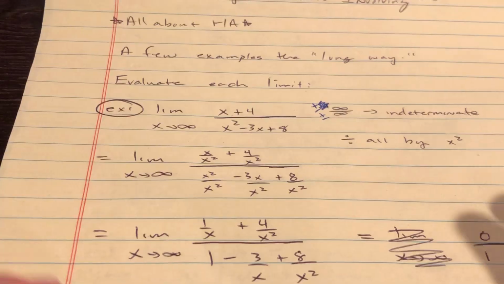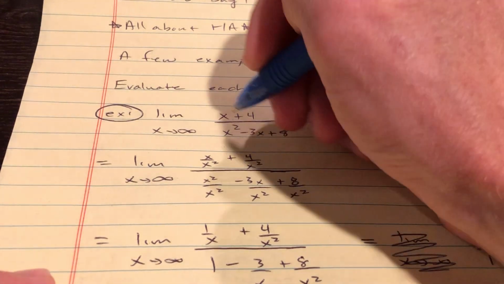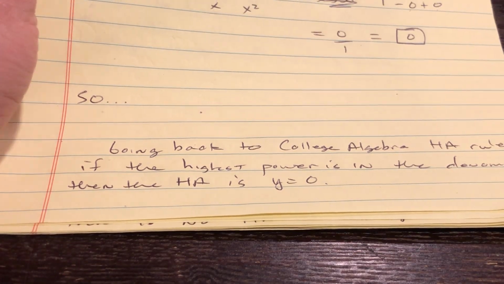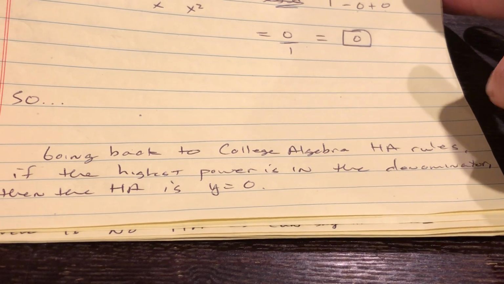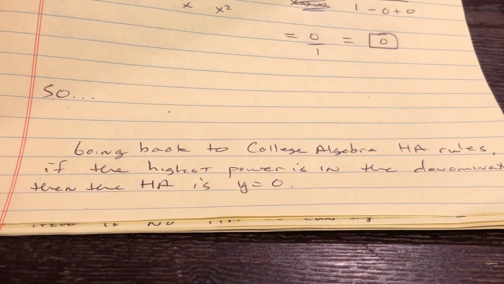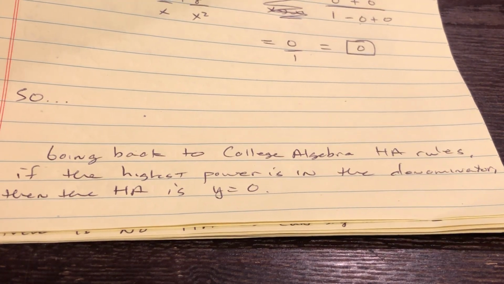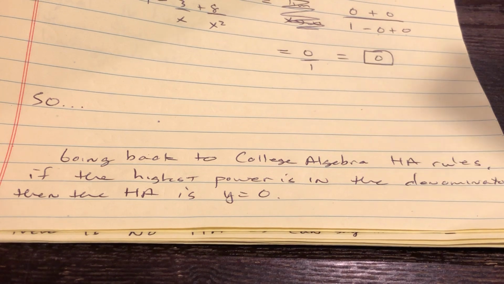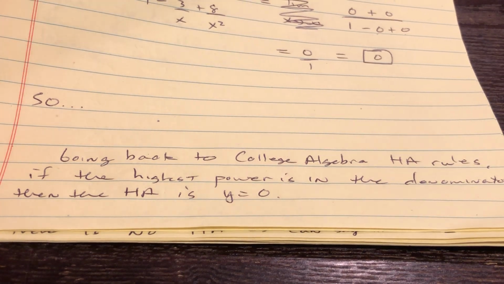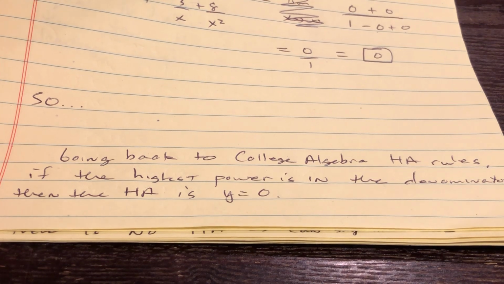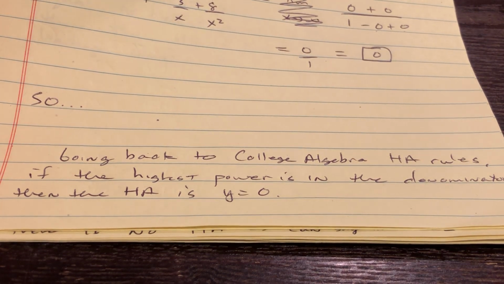Now, notice where the highest power was. The highest power of x was in the denominator. And in college algebra, this is one of the things we wrote. So going back to college algebra and the horizontal asymptote rules, I would write this down. If the highest power is in the denominator, which it is, then the horizontal asymptote is y equals 0. So the limit as x goes to infinity is y equals 0. You guys were actually finding the limits a year and a half ago, believe it or not. So that's why we get 0.